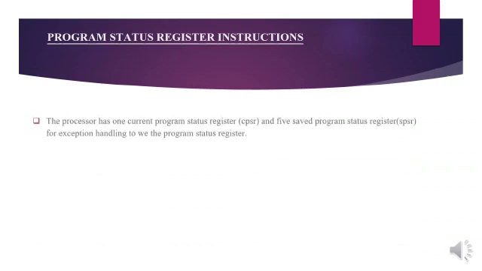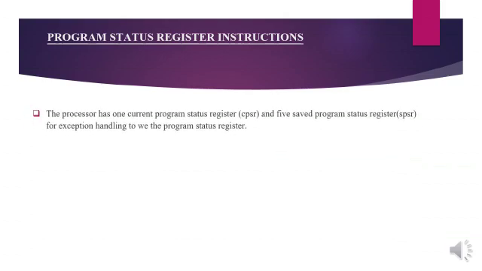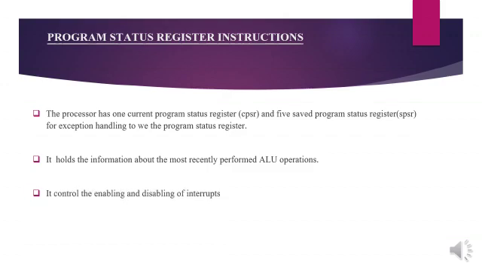The processor has one current program status register and five saved program status registers for exception handling. The program status register holds information about the most recently performed ALU operation, controls the enabling and disabling of interrupts, and sets the processor operating mode. Now let us see what the CPSR and SPSR are.